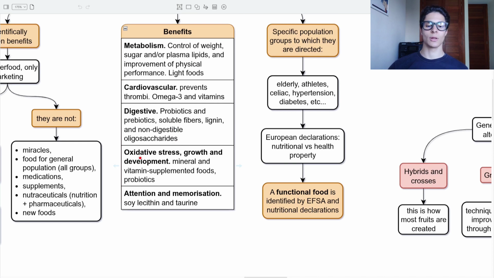Another benefit is a lowered oxidative stress, better growth and development. This is because of minerals and vitamin supplemented foods, and also probiotics. And they have also an improvement in attention and memorization when they are associated with soy lecithin and taurine.